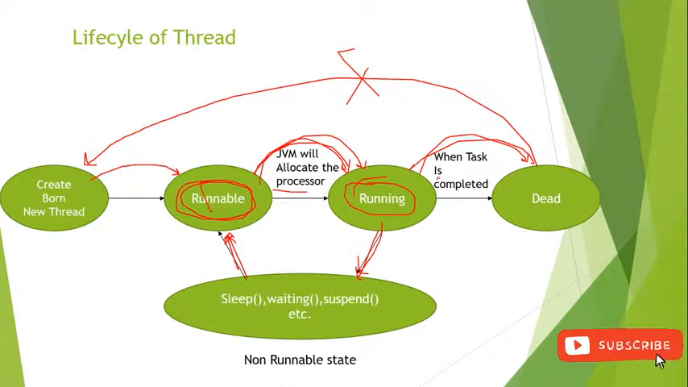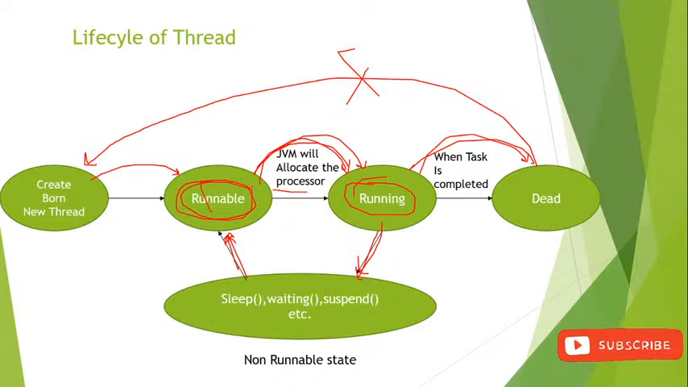Then it will be in the thread running state. Firstly the thread will be born, then it will come to the runnable state. In the runnable state, the thread is ready for execution. Suppose a man is ready for a job. He will do the job only when some company allocates the job.